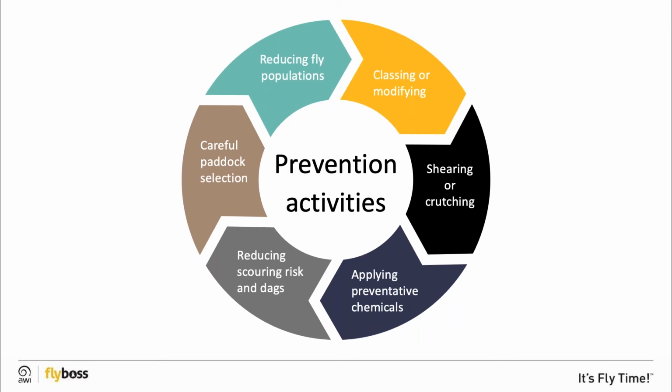Applying preventative chemicals to sheep to protect against strike, reducing the risk of scouring, which causes dag, and careful selection of paddocks, all reduce fly populations. And it's really one of those key things. Now let's look at each of these preventative activities.